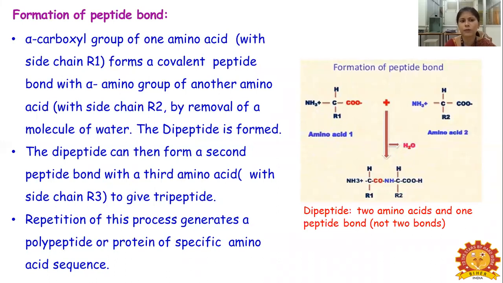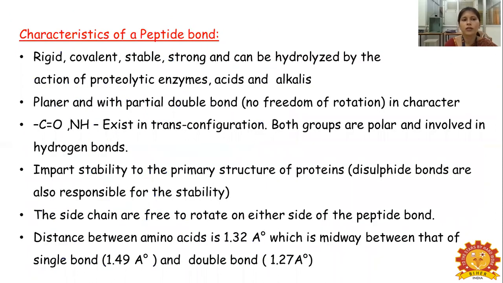So the dipeptide can then form a second peptide bond with a third amino acid, maybe with side chain R3, to give a tripeptide. The repetition of this process will generate a polypeptide or protein of specific amino acid sequence. Now we have to learn the characteristics of a peptide bond. It will be rigid, covalent, stable and strong, and can be hydrolyzed by the action of proteolytic enzymes, acids and alkalis. It is planar in nature with partial double bond character because there is no freedom of rotation, and it has trans position. Like CO and NH, they are just opposite. That is what makes this structure more stable.